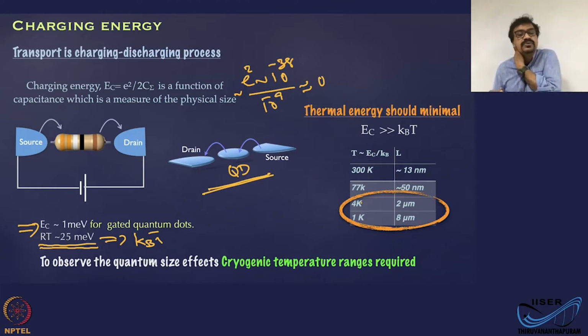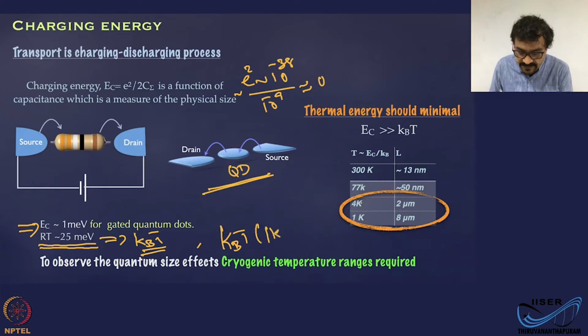The moment you consider cryogenic environments, the kBT term can be very, very low. kBT for 1 Kelvin is approximately 87 micro electron volt. So for 1 Kelvin, if you have a charging energy of 1 milli electron volt, then the transport is going to show signatures of this charging and discharging process, or charging energy.